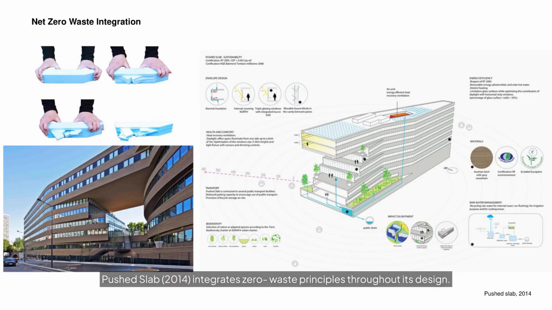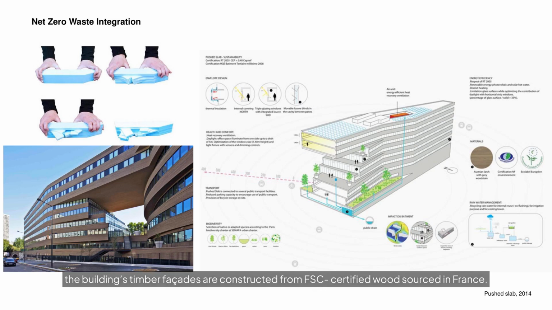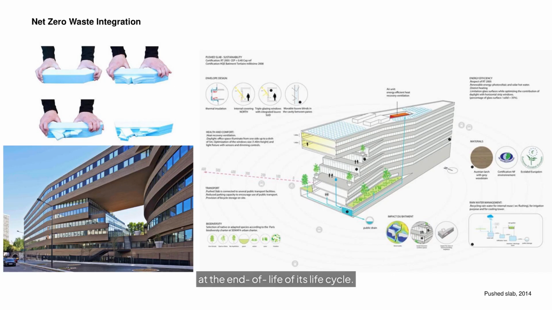Pushed Slab 2014 integrates zero-waste principles throughout its design. 1. Reduce strategy. The building's timber facades are constructed from FSC-certified wood sourced in France. The use of timber facades helps reduce the environmental footprint and allows the cladding system to be reused or biodegradable at the end of its life cycle.